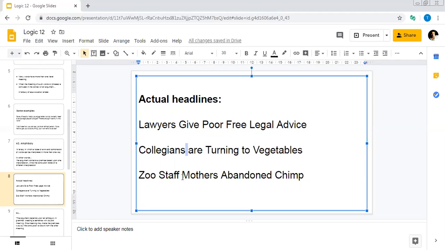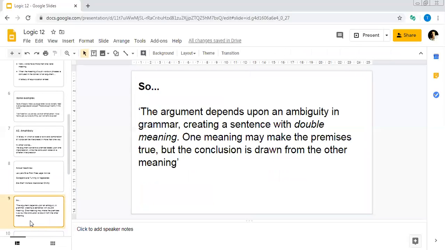Another example: "Zoo staff mothers abandoned chimp." You can see this is also the same thing. It could be interpreted two ways. So the argument depends upon an ambiguity in grammar, creating a sentence with double meaning. One meaning may make the premises true, but the conclusion is drawn from the other meaning, right? So what makes it a fallacy is that the meaning provided in the premises is not the meaning that comes about in the conclusion.